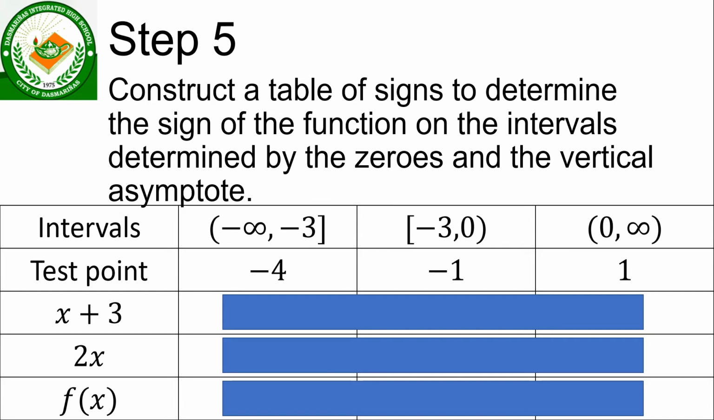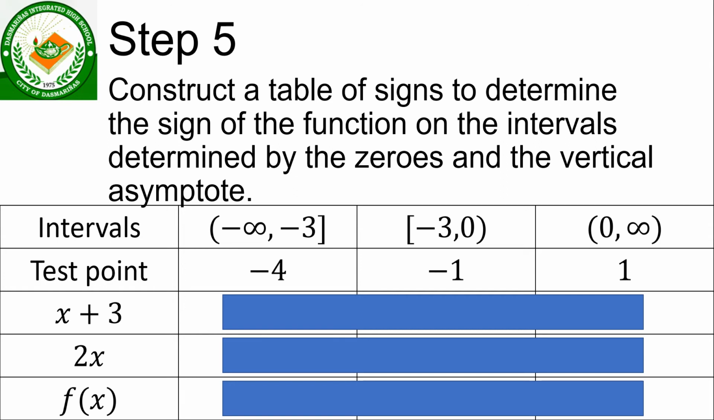So the next interval is from negative 3 inclusive up to 0 exclusive. 0 is not included because it is the vertical asymptote. The graph approaches 0 but will never intersect the vertical asymptote x equals 0. And the last interval is from 0 exclusive up to positive infinity. So for each interval, there is a test point. For the first, we have negative 4. Second, we have negative 1, and 1 for the last interval.